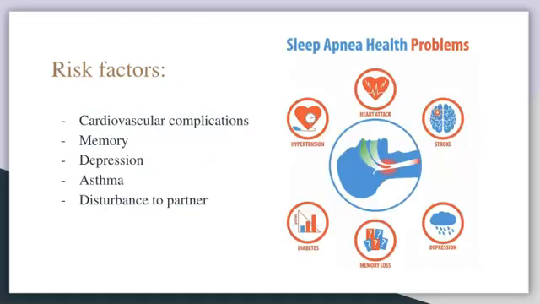As far as the risk factors, cardiovascular complications is one of the main ones. The sudden drops in blood oxygen levels that occur during the obstructive patterns increase blood pressure, which strains the cardiovascular system. A lot of people with OSA develop high blood pressure, which then increases the risk of heart disease, heart attack, heart failure, and stroke. Additionally, things like memory loss, depression, asthma, and disturbance to one's partner can all be long-term risk factors.